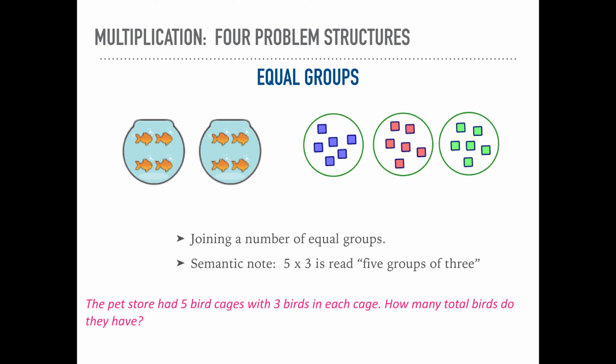So let's look at the structures. We're going to look at 4 quick structures for multiplication, but do it a little quicker than addition and subtraction. The first structure is the main one we start with, and that is equal groups. In equal groups, we're just joining a number of equal groups, right? And as we said, there's a language. 5 times 3 is 5 groups of 3. So for example, the pet store had 5 bird cages with 3 birds in each cage. How many total birds do they have?